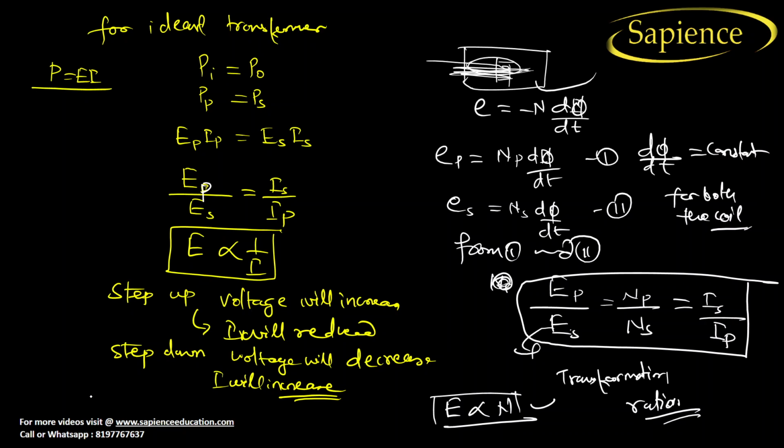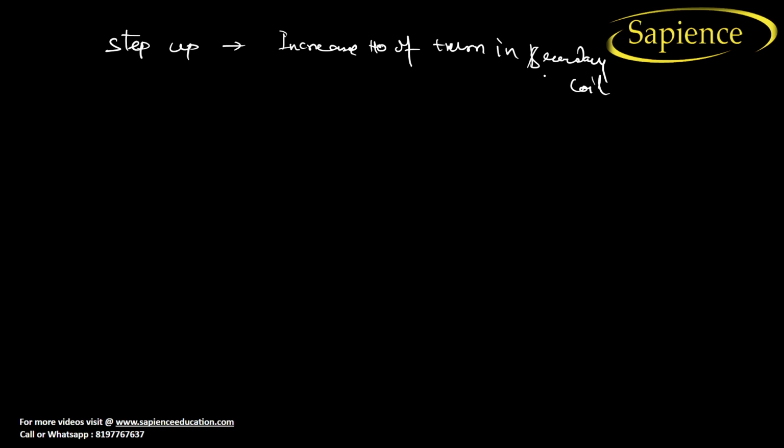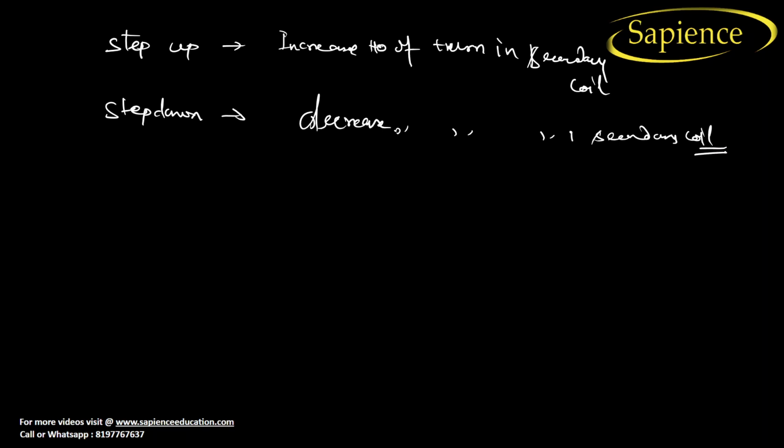Now if we have already understood this, let us consider step up. We want to increase the voltage, so increase the number of turns in the secondary coil. If it is step down, then decrease the number of turns in the secondary coil. So I hope you have understood this.